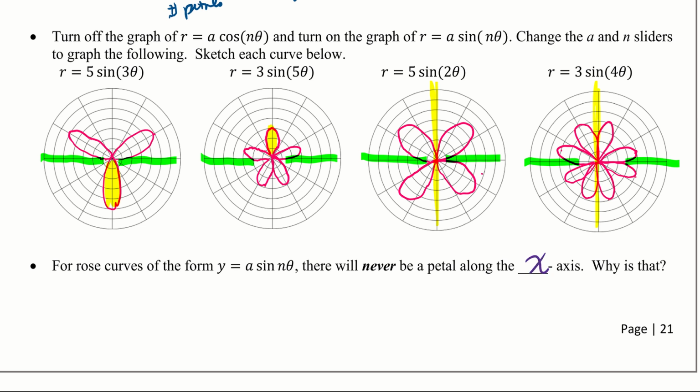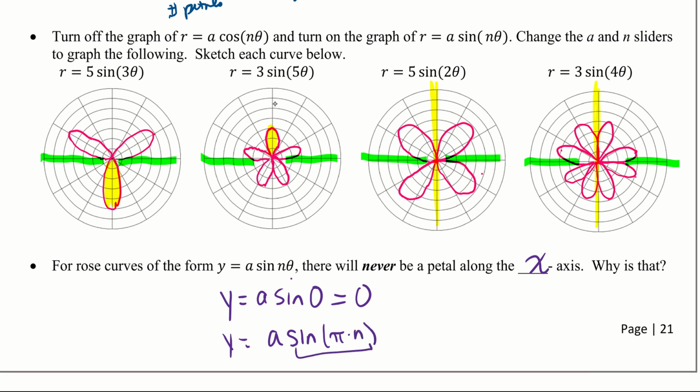It's because if we plug in a 0 or a pi, n times 0 would be a 0, and sine of 0 is 0. And if I put in a multiple of pi, whether it was 1 pi or 2 pi or whatever, sine of pi, any multiple of pi times n is going to be 0. So we wouldn't have a petal there because we would go back to the origin at that point, or back to the pole.